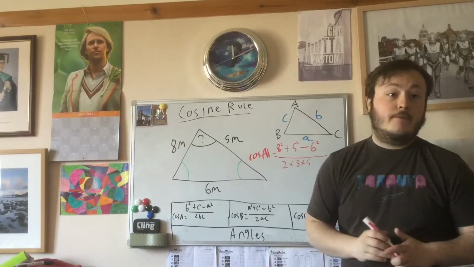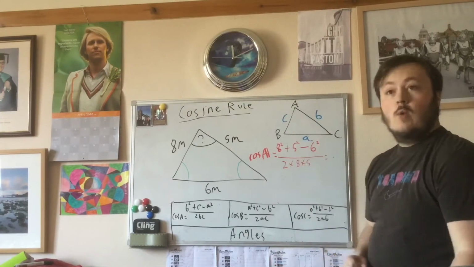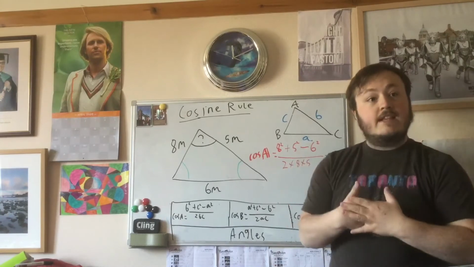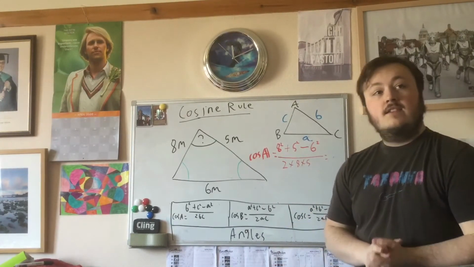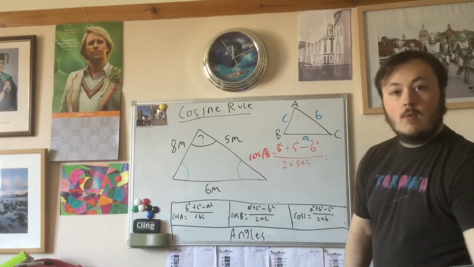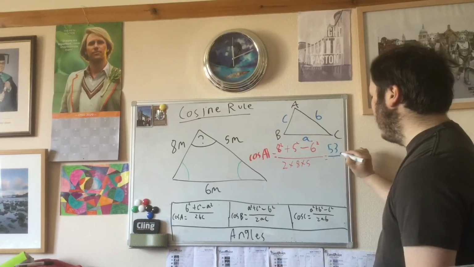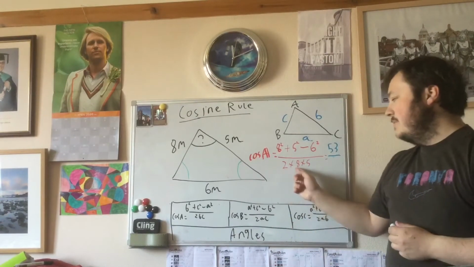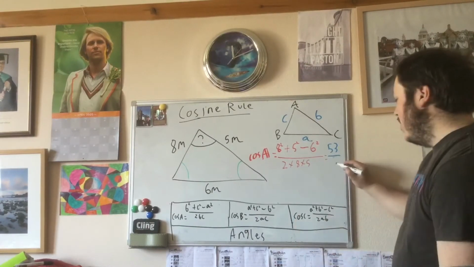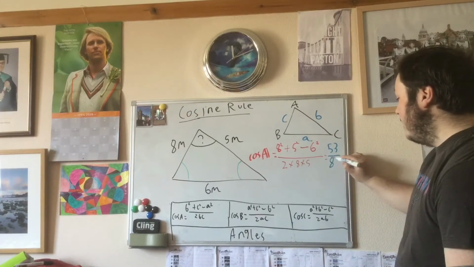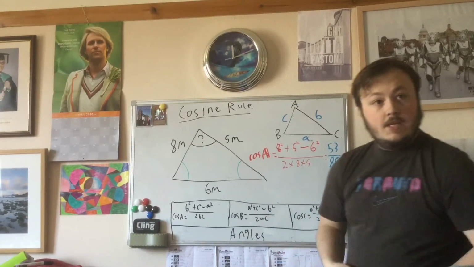So 8 squared is 64. 5 squared is 25. You add that together, you will get 89. 6 squared is 36. So what is 89 take away 36? That will be 53. 2 times 8 is 16. 16 times 5 is 80. So the cos of A is 53 over 80.